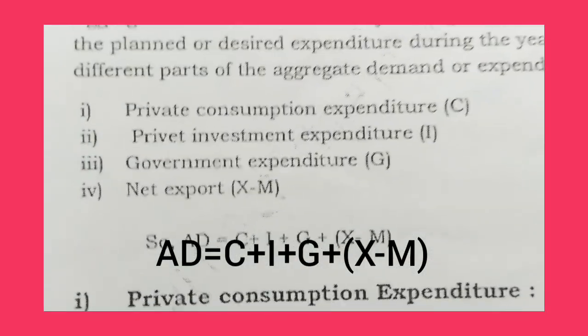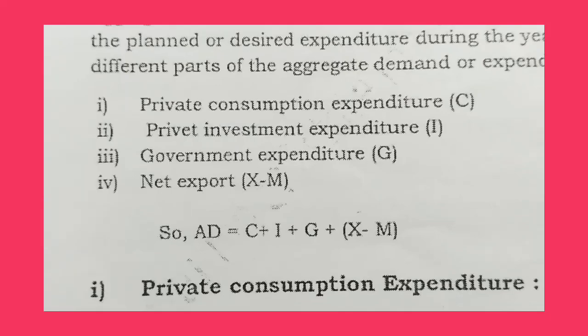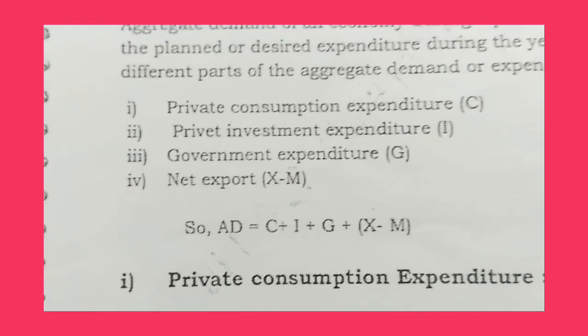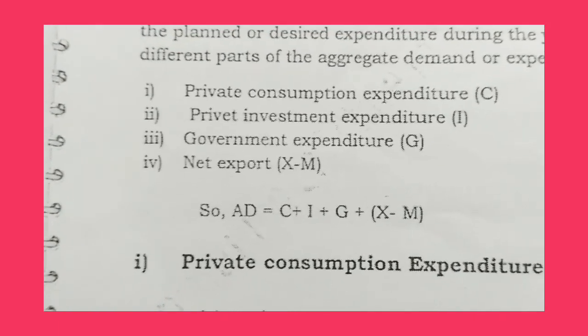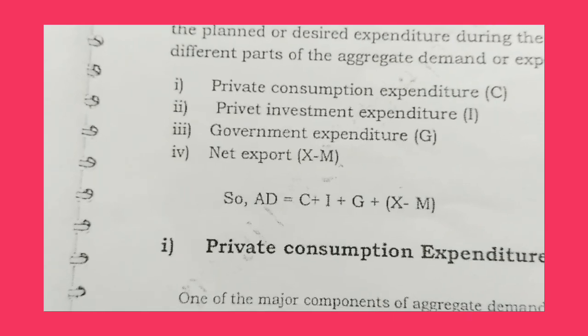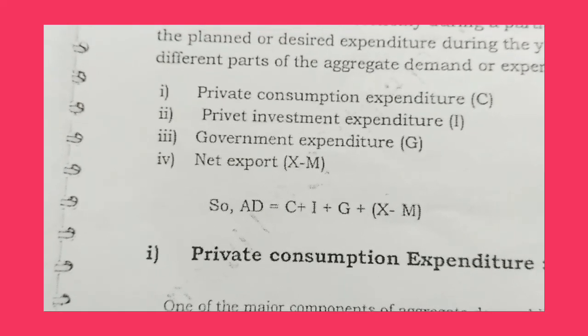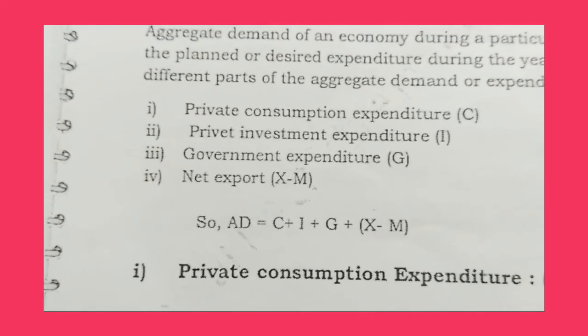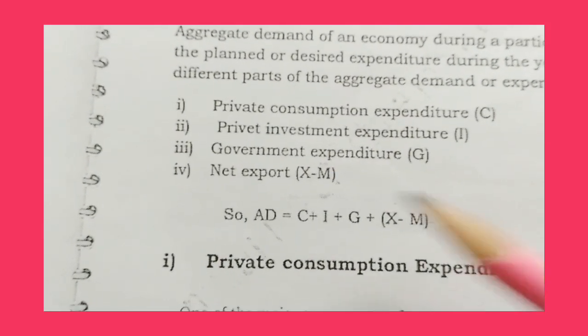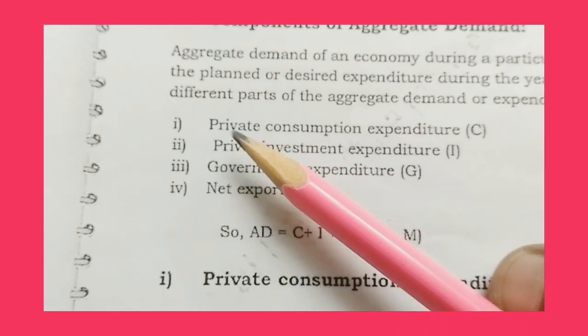Let's see the components of aggregate demand. Aggregate demand of an economy during a particular year refers to the planned or desired expenditure during the year. There are different parts of aggregate demand or expenditure as follows. See, this is number one, the components of aggregate demand.